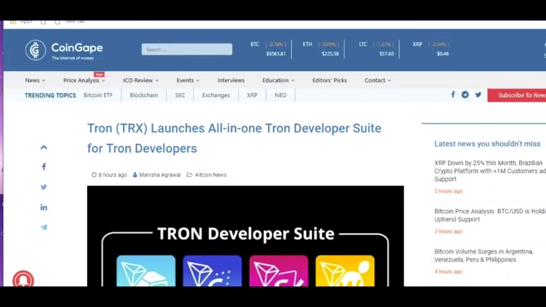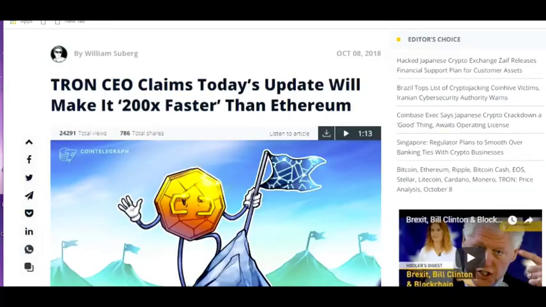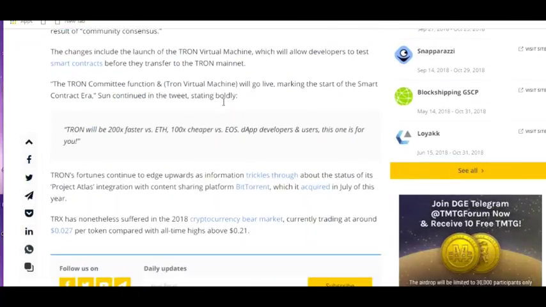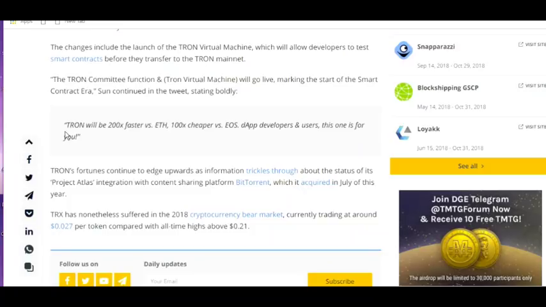And for the reasons stated in this next article is that Tron CEO claims that today's update will make it 200 times faster than Ethereum. I won't read through this entire article, but I'll read the tweet that Justin Sun tweeted out, I think it was yesterday. So Tron will be 200 times faster than Ethereum and 100 times cheaper than EOS. Decentralized application developers and users, this one's for you. And again, that was words coming from Justin Sun himself. And this is why people or developers will flock to the Tron network now that these tools making it easy are released, is because it's going to be 200 times faster than Ethereum, 100 times cheaper than EOS.